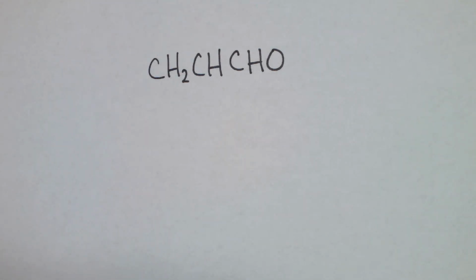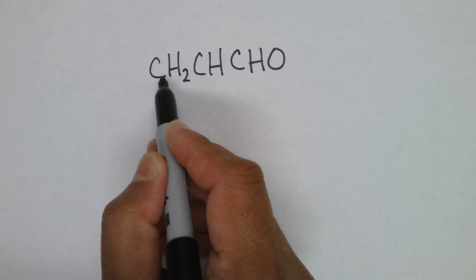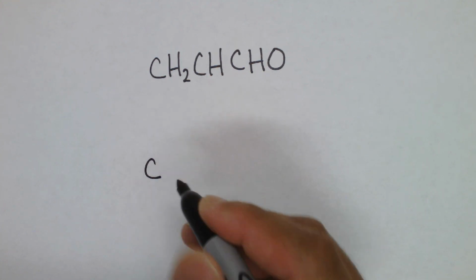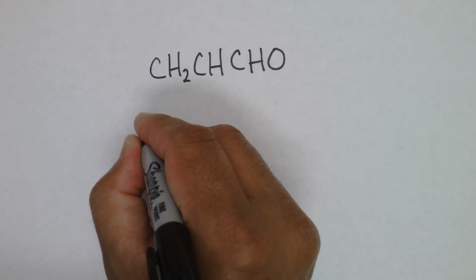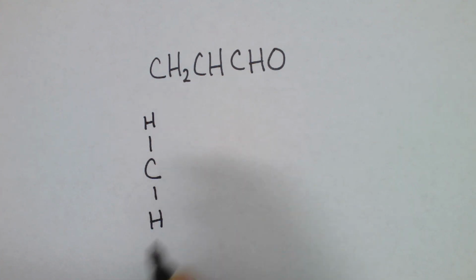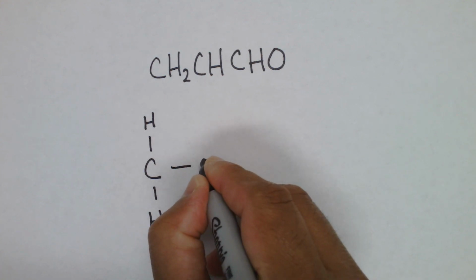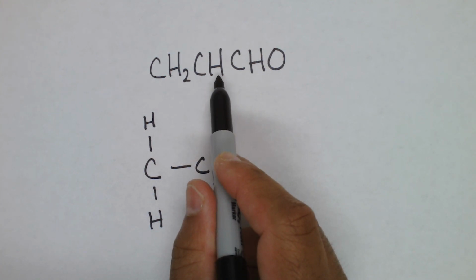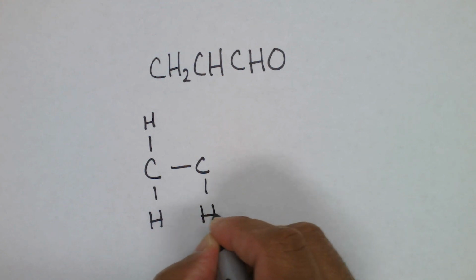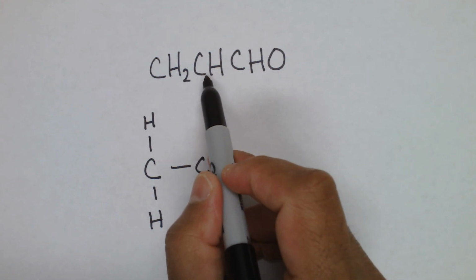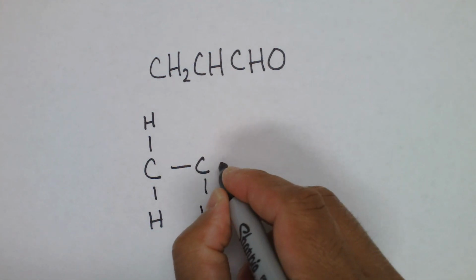Now, let's do some examples. So let's take a look at an aldehyde functional group. Let's convert this condensed formula into a Lewis structure. We'll start from left to right with this first carbon, and this carbon is bonded to 2 hydrogens. This carbon is then bonded to the next carbon in the chain. That carbon is bonded to 1 hydrogen. I'll draw it down here. And this carbon is then bonded to the next carbon in the chain.